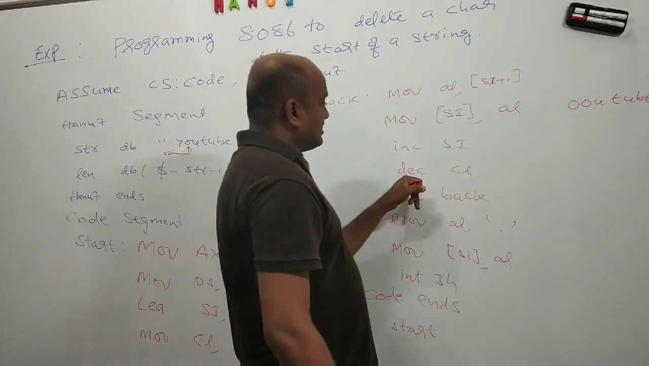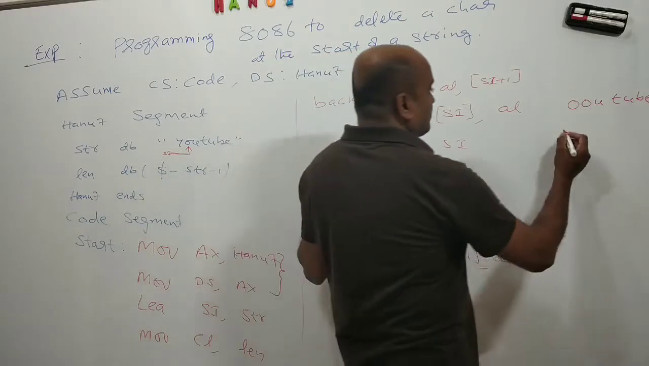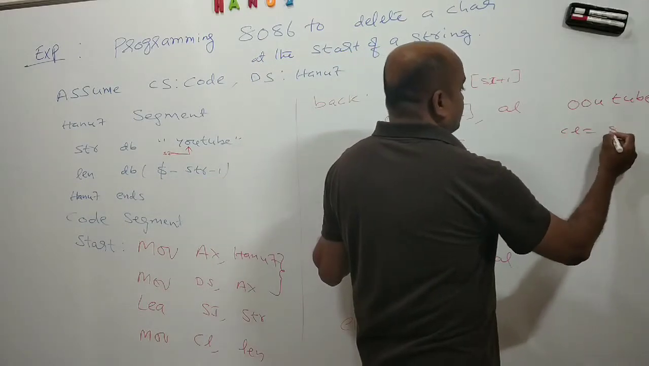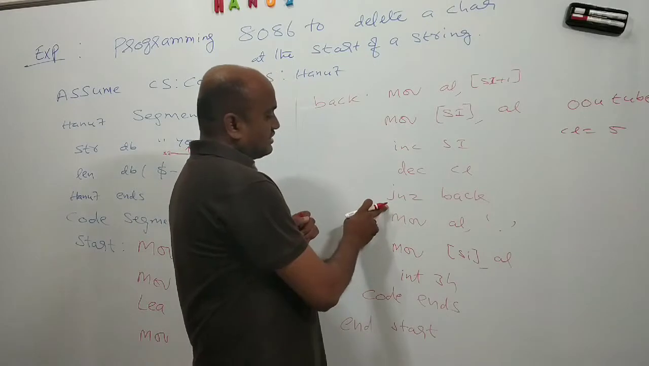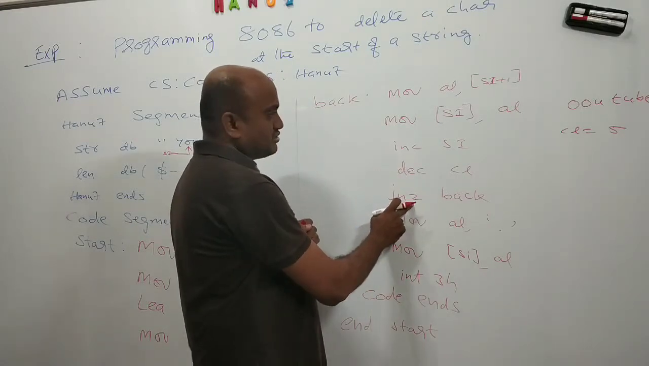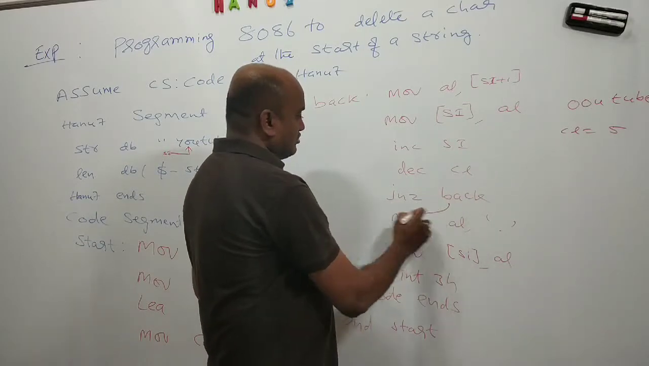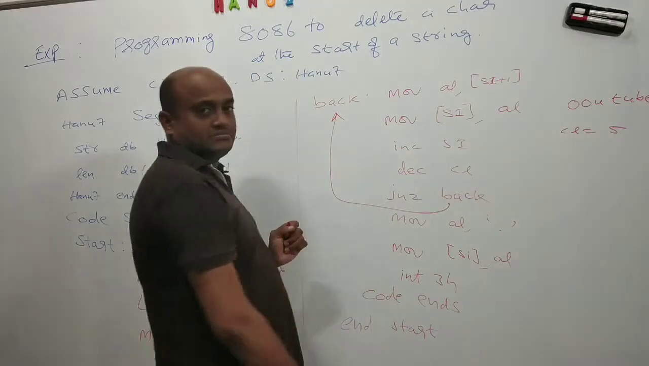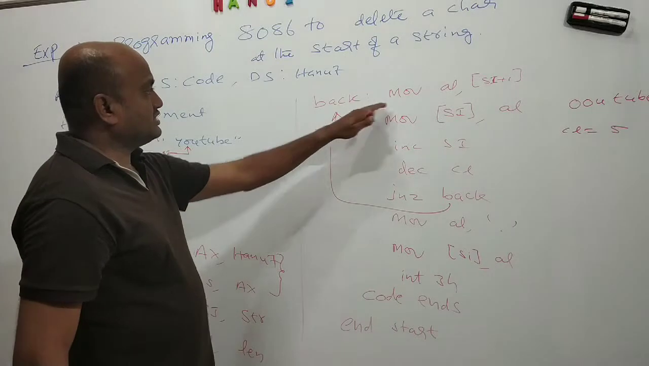What is CL? CL is length minus 1. Length is 7, 7 minus 1 is 6. So CL is 6. It is now decremented. CL will become now 6 to 5. I am checking whether it is 0 or not. Jump if no 0. If there is no 0, go back. It will go back to this statement.